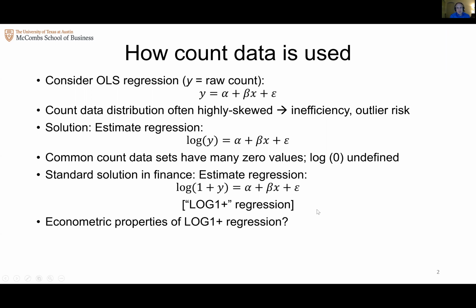And again, this is the standard approach. We're going to call this the log of 1 plus regression throughout. So if you see log of 1 plus and you're not sure what it means, it's this regression. The problem is we don't really know anything about the econometric properties of this log of 1 plus regression. What I'm going to show you is that there are some problems associated with it, and I'll show you some alternatives.